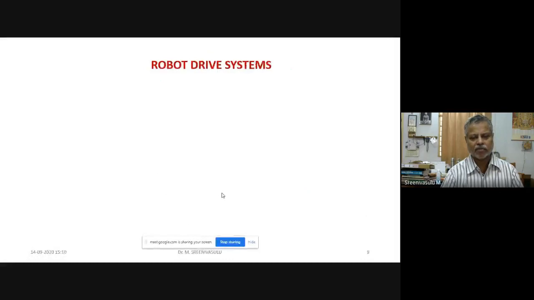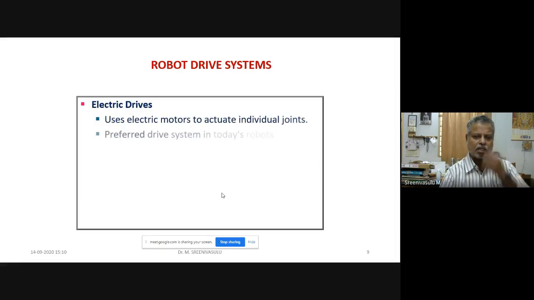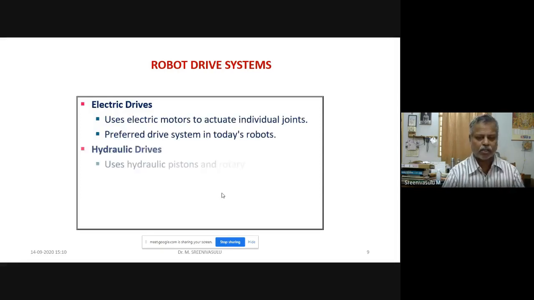We are very much comfortable to understand the importance of gears as well as the role of tractive effort. Robo drives: we have electric drives, hydraulic drives, and pneumatic drives.